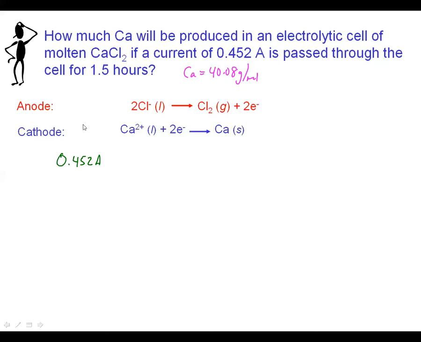So we have our amperage here that we do want to convert to coulombs per second. And we're going to have to convert our hours into seconds as well, so everything matches up here. So again, we'll just do our 3,600 seconds.